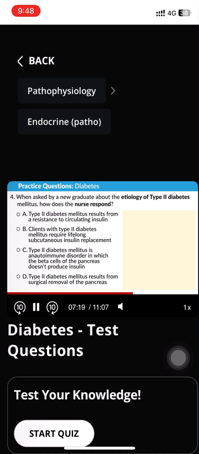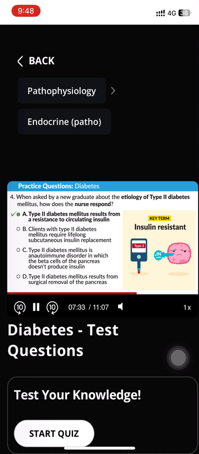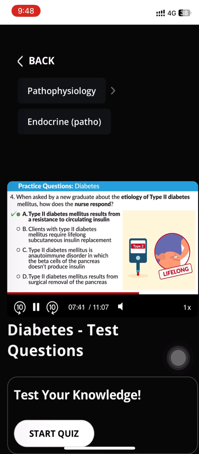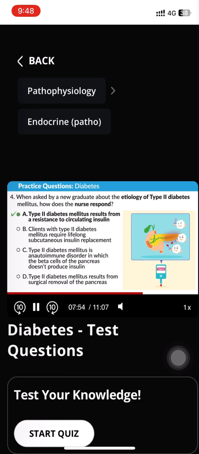Okay, now look at the options here. So option A, type 2 diabetes mellitus results from a resistance to circulating insulin. Yes, the key term there is resistance to insulin, or in other words, insulin resistant. Now, option B is incorrect. Clients with type 2 diabetes mellitus require lifelong subcutaneous insulin replacement. No, this is furthest from the truth. This is for type 1 diabetes, since clients are born with type 1. It's an autoimmune disorder where the body attacks the pancreas, so the pancreas does not produce insulin.